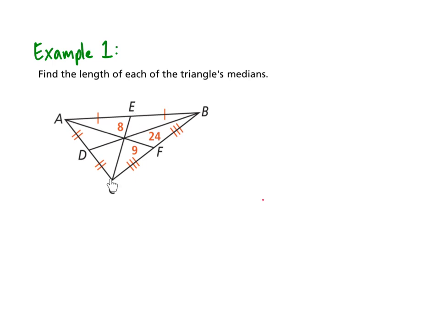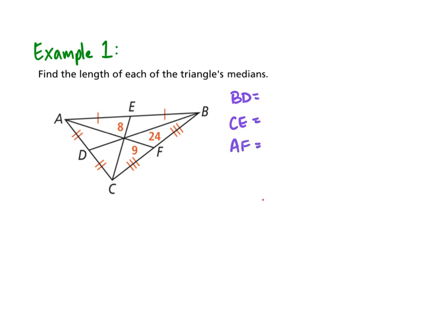Segment CE is another median because E is a midpoint of segment AB, so I need to find the length of CE. And AF is our other median because it goes from one vertex to point F, which is the midpoint of segment BC. So for this problem, I'm needing to find the length of BD, the length of CE, and the length of AF.